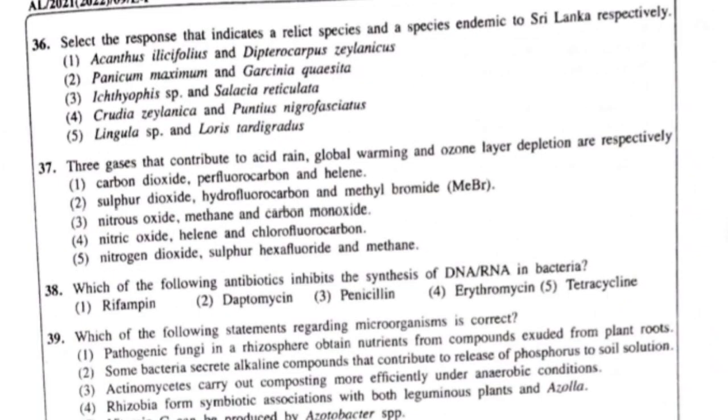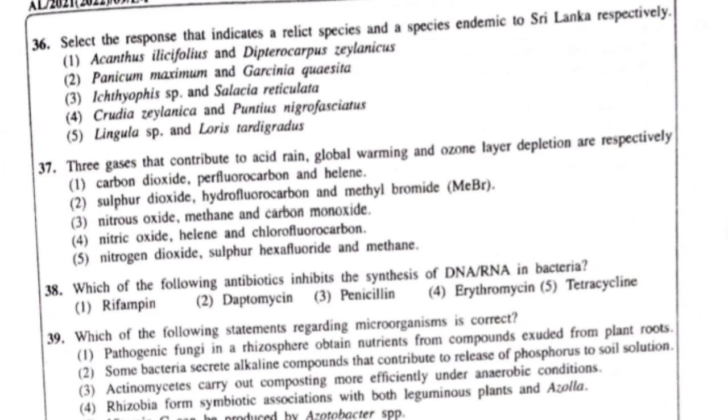Question 36. Select the response that indicates a relict species and a species endemic to Sri Lanka respectively. So when we talk about relict species in the resource book, the examples were Ichthyophis and Lingula. And then when we talked about the endemic species, we talked about Dipterocarpus zeylanicus, then Garcinia, then Puntius nigrofasciatus and Loris. So the answer is the fifth one. Lingula is a relict species. Loris is an endemic species.